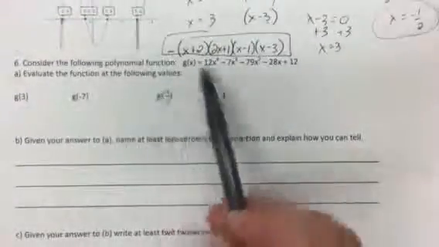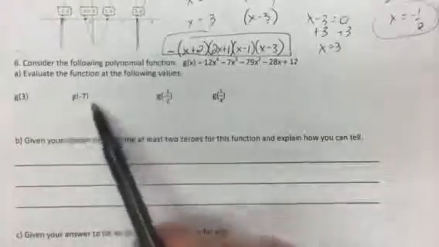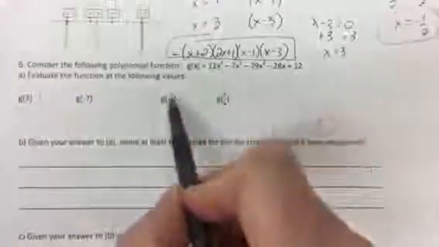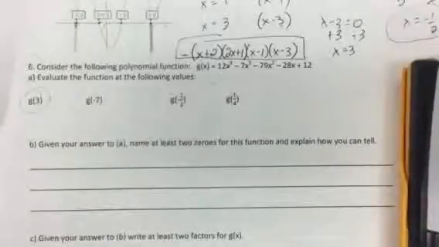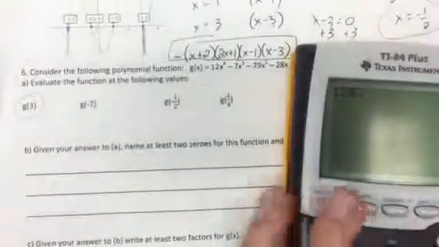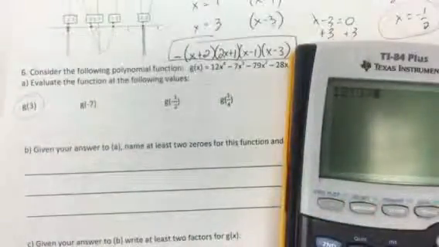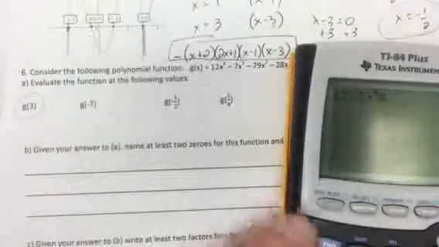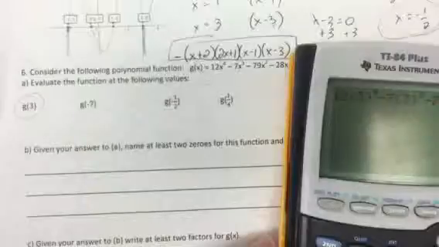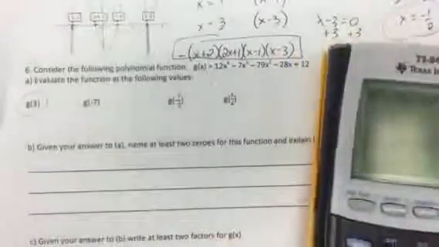And then the last one, consider this polynomial function. We're supposed to evaluate at this. So remember, this notation just means plug 3 in for x, plug -7 in for x, plug -1/2 in for x, plug 1/4 in for x. So I'm going to do a couple of those. 12 times 3 to the 4th minus 7 times 3 to the 3rd minus 79 times 3 squared minus 28 times 3 and plus 12.